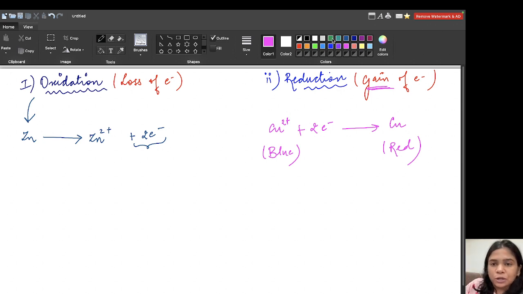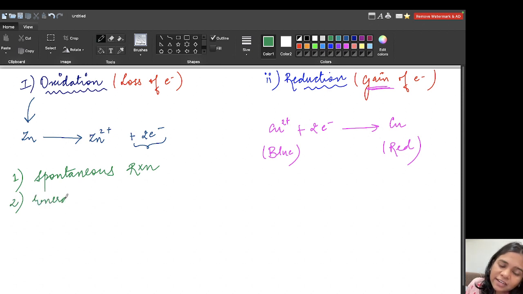So there were 3 points which you need to remember. First thing is, it was a spontaneous reaction. I don't need to heat that reaction, I don't need to do anything, it was happening on its own, I don't need to put any effort from my own. So the first thing was that it was a spontaneous reaction. Second thing, energy is getting released, and it is getting released in the form of heat.